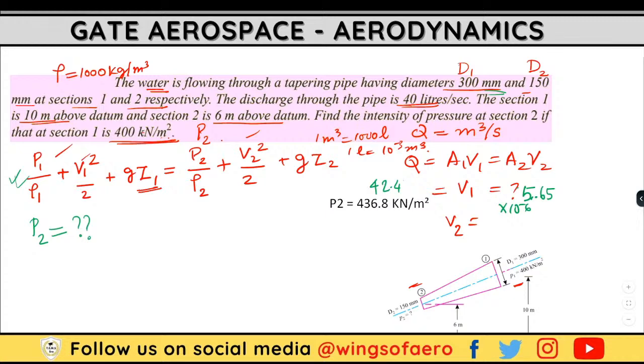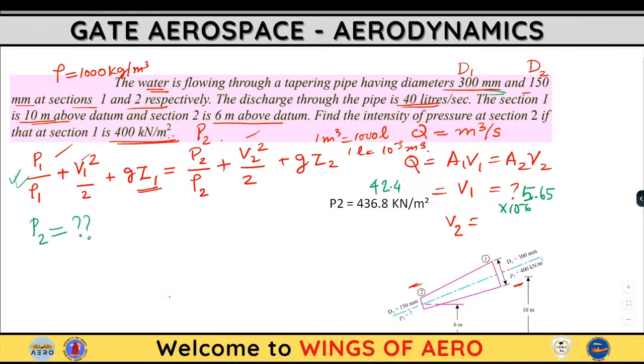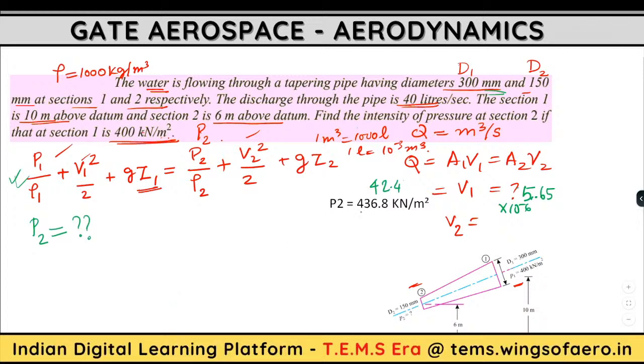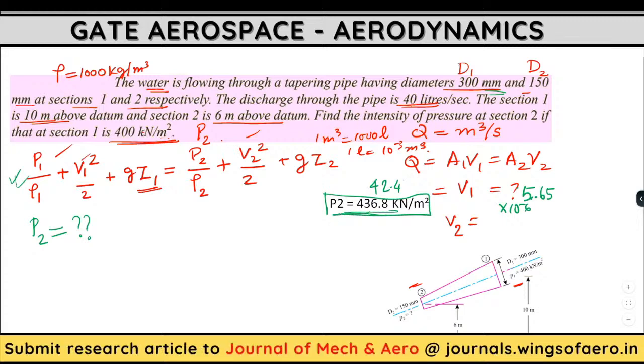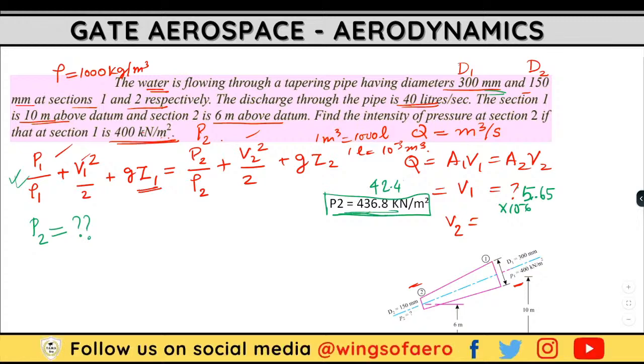Ma'am, even after converting to all the correct units, I'm getting V1 as 0.5658 meter per second. Okay, tell me what P2 value you're getting. Are you getting it, ma'am? Sure, ma'am. Yes. Others, let me know in the chat box.